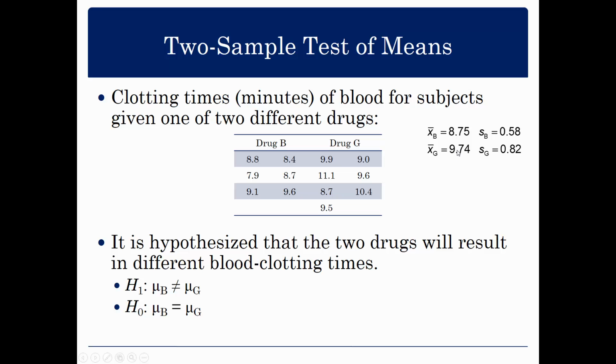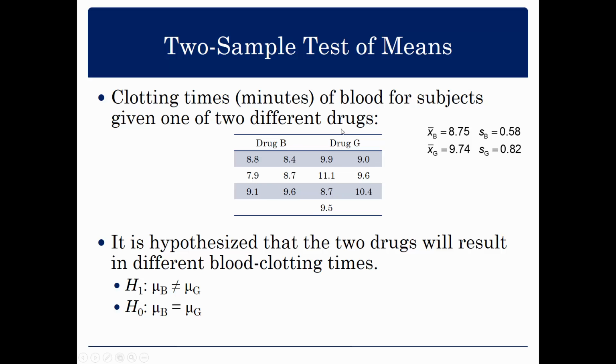The question would be then, let's produce some metrics that allow us to incorporate sampling variability and confidence to see if these two things can really be considered different, or is the difference that we're observing just a function of sampling variability in the data. And so our hypothesis is that they will produce different blood clotting times. And again, this is a case where, to get back to the question of whether I should ever do a one-tailed or two-tailed test, perhaps it's important if one of these is the experimental drug, maybe let's say B is the experimental drug and G is the standard of care.